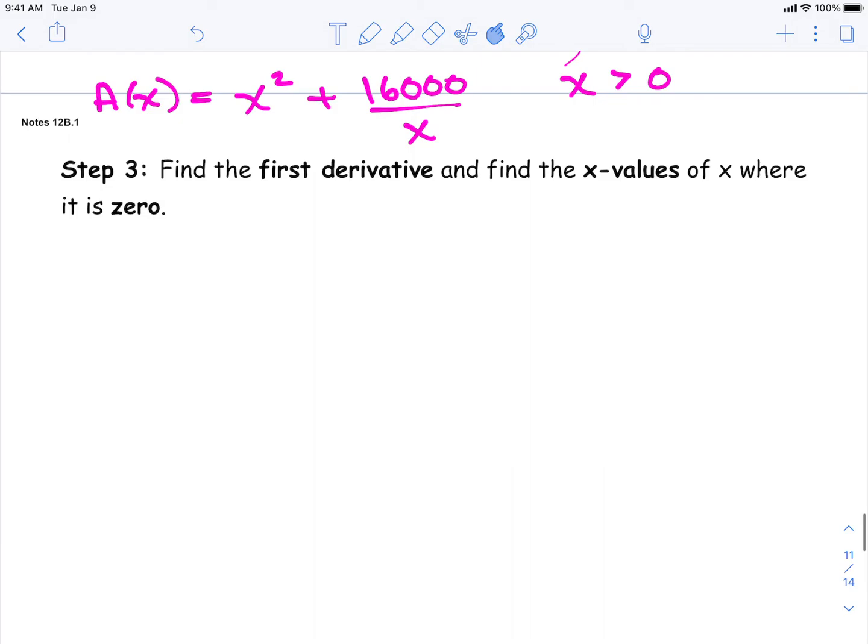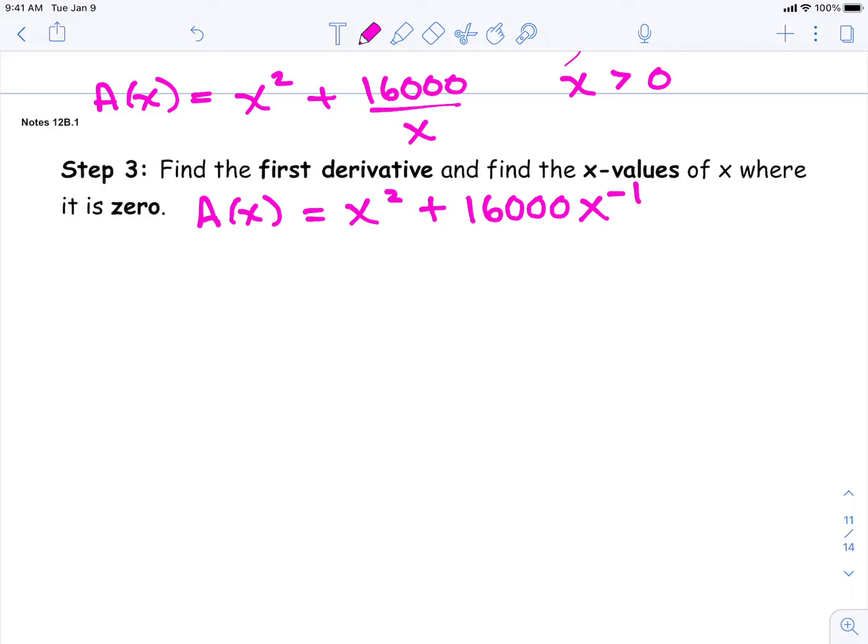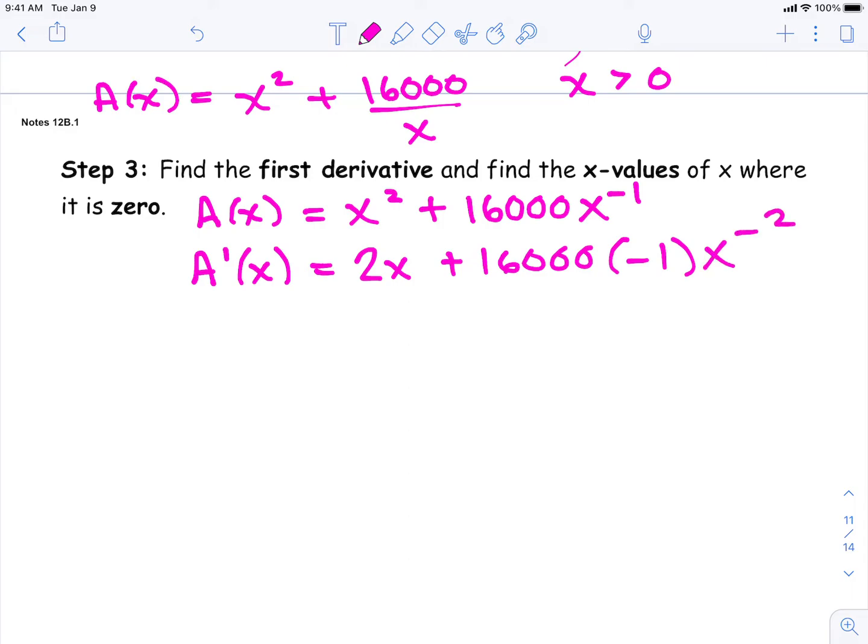All right, step 3 now is we want to find the first derivative of the area function. So I'm going to change that area function so that it's 16,000 times x to the negative 1 power. Now we're able to find the derivative using our power rule. So we're going to bring down the 2 and subtract a power, bring down the negative 1 and subtract the power.